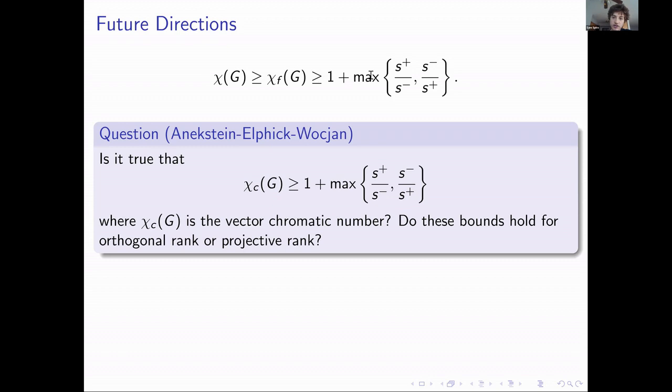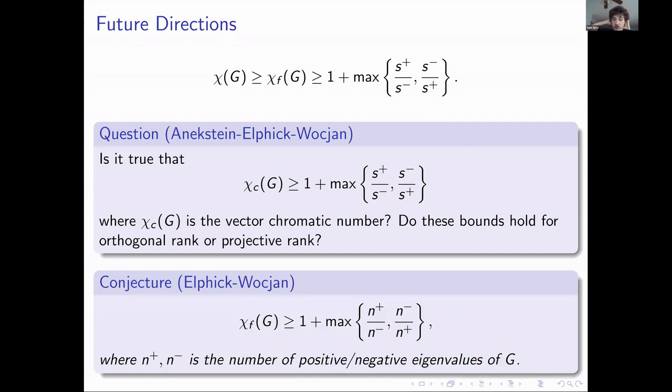Another thing you could try is to replace this s plus, s minus thing with a different but related bound. In particular, it was conjectured by Elphick and Wocjan that you can lower bound the fractional chromatic number by 1 plus the ratio of the number of positive eigenvalues of G to the number of negative eigenvalues. So this looks very similar to our result.